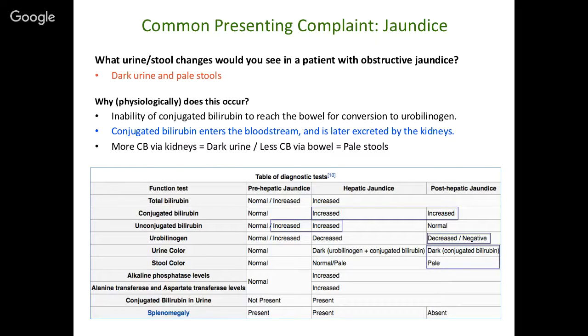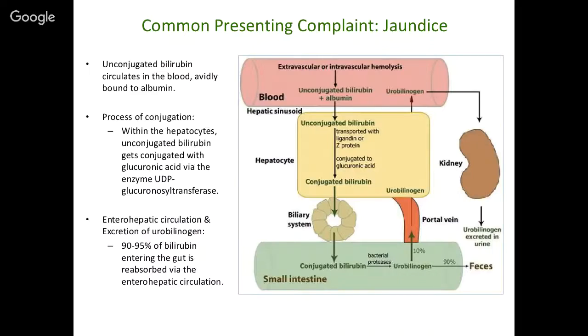So I'll just flick back to this picture. So the reason you get, we're talking about obstructive jaundice. So imagine just put a big cross here. You have an inability of conjugated bilirubin to reach the bowel for conversion to urobilinogen, okay? So the conjugated bilirubin can't go down because there's an obstruction. So conjugated bilirubin has got to be excreted somehow.